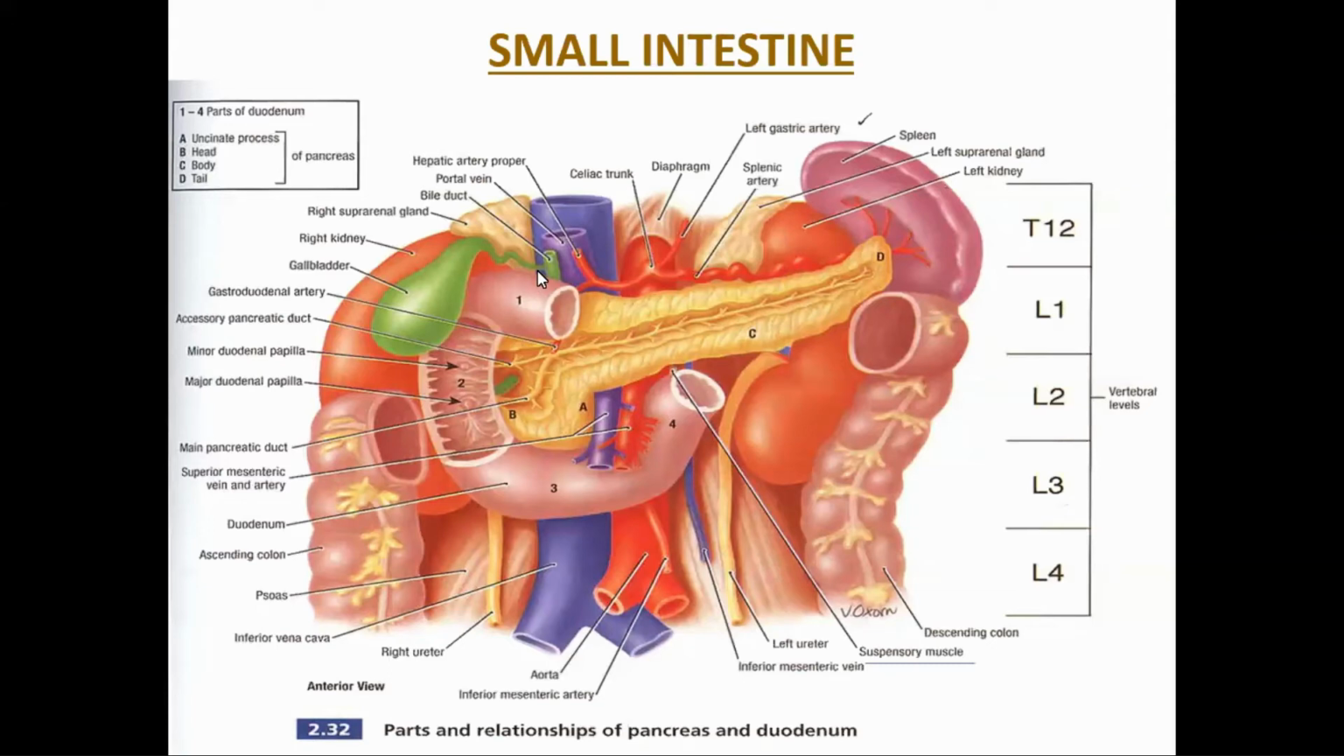Upper margin: the first 2.5 centimeter of the upper margin gives attachment to the hepatoduodenal ligament. And the posterior part of the upper margin forms the floor of the epiploic foramen. So what is the function of the epiploic foramen of Winslow? It helps to communicate the greater and the lesser sac.